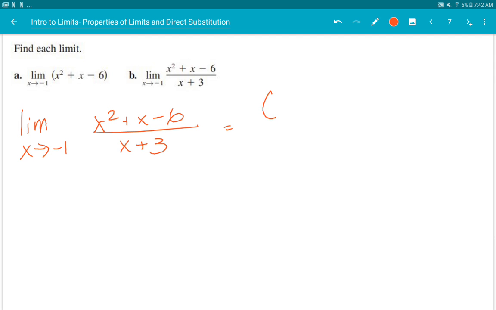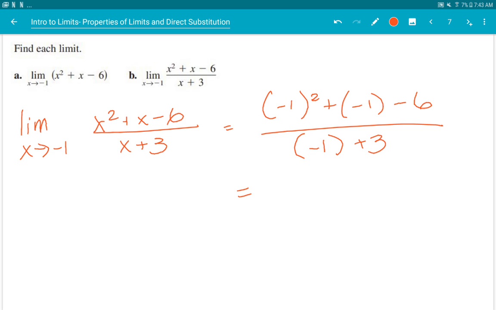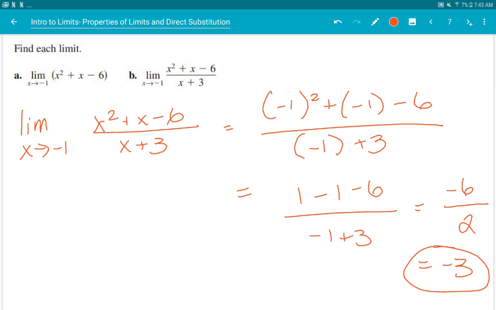All right, so now we have -1 squared plus -1 minus 6. And in our denominator, we're going to get -1 plus 3. So in my numerator, I get 1 minus 1 minus 6. In my denominator, I get -1 plus 3. So that's going to give me -6 over 2. So the limit is going to be equal to -3. Okay, so -3 is the limit that the function is approaching as x approaches -1.